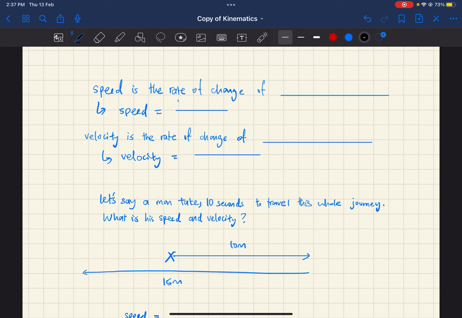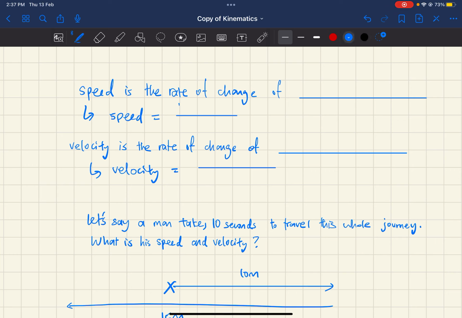Next portion. So speed is the rate of change of distance, and speed will be distance over time. This one I'm sure you've learned in primary school as well as your lower sec. So the difference between your speed and your velocity is that speed is the rate of change of distance, whereas velocity is the rate of change of displacement. So when you're trying to calculate your velocity, it will be displacement over time.